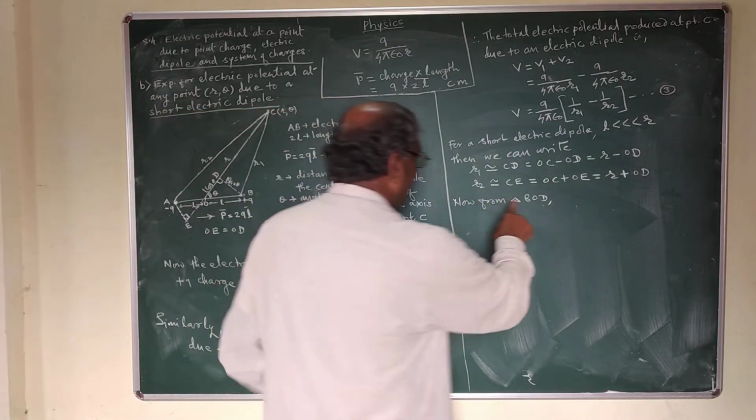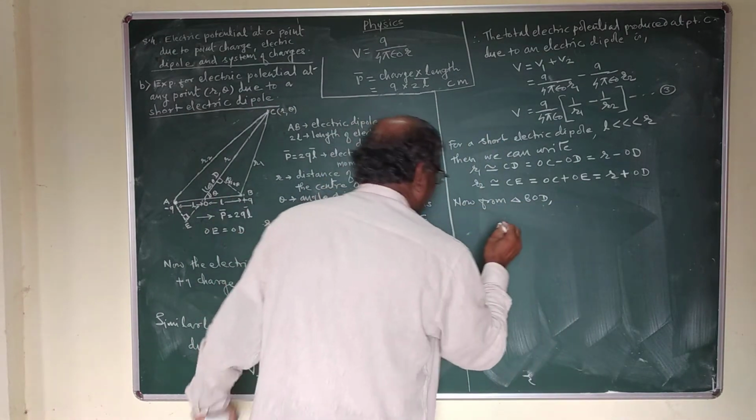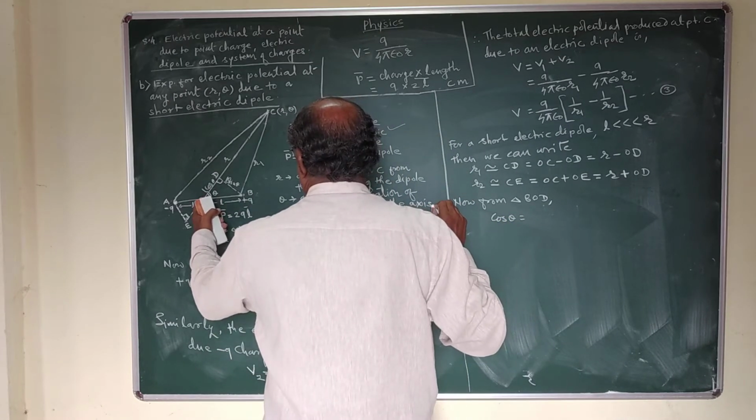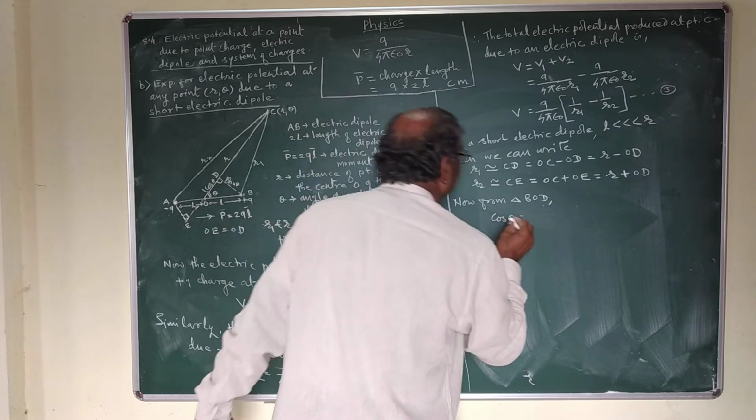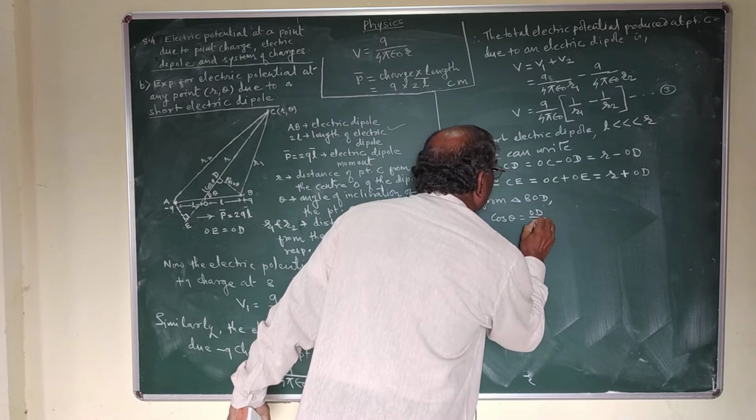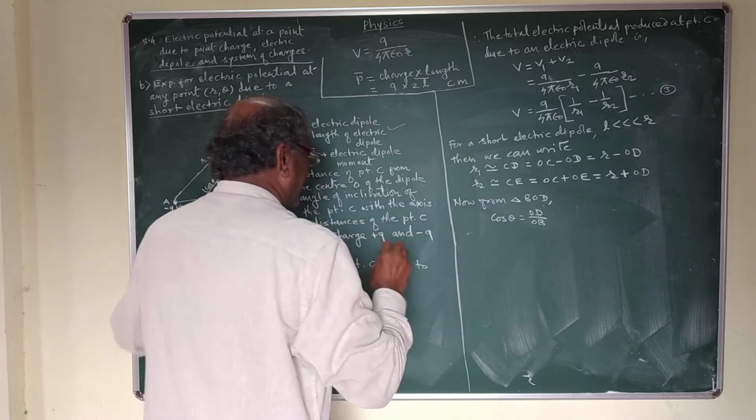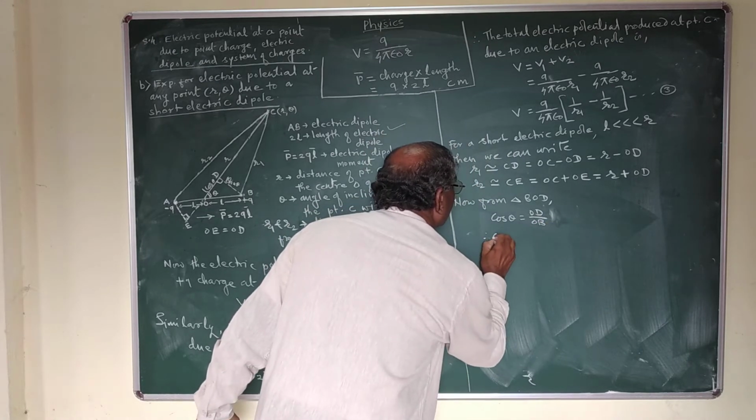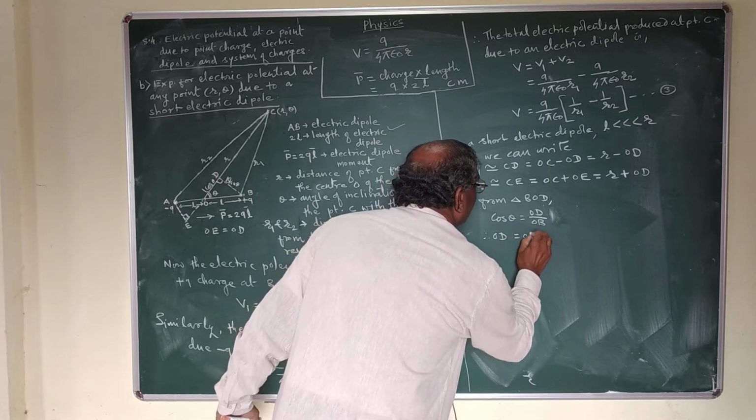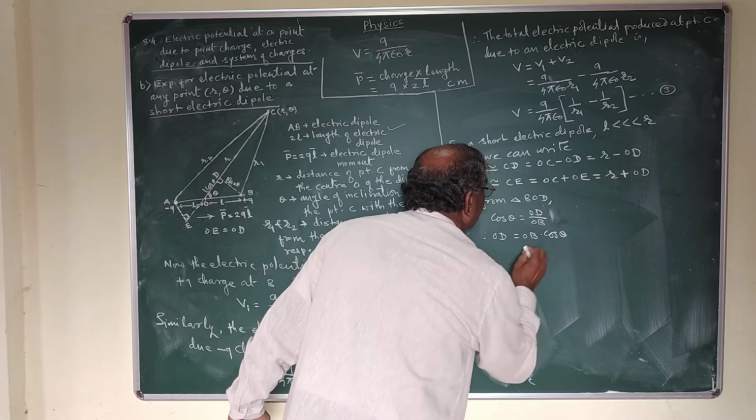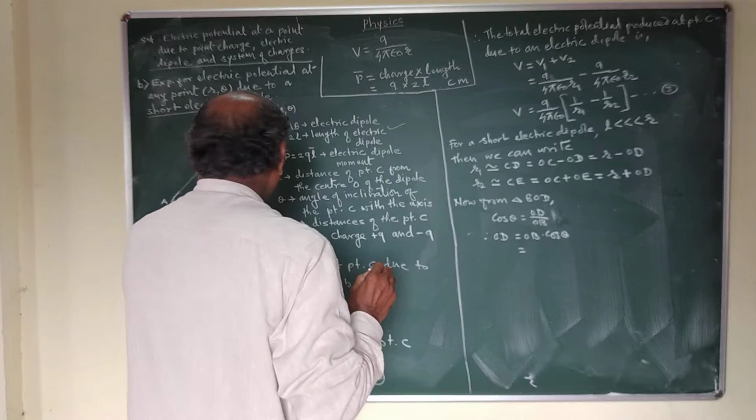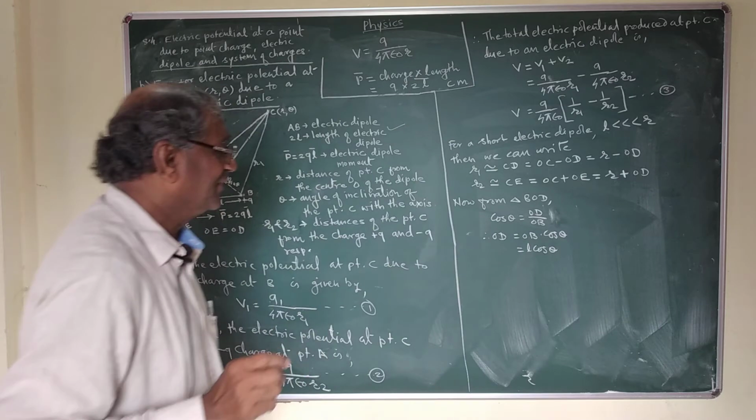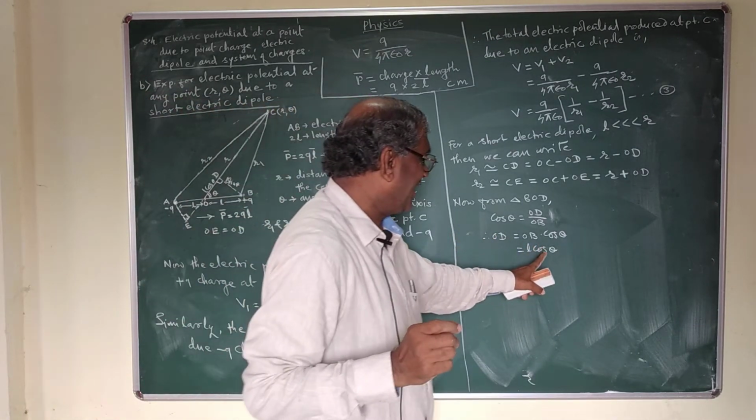Therefore from triangle BOD, cos theta is equal to OD upon OB. That is, OD is equal to OB into cos theta. OB is L, that is L cos theta. We get the value of OD is equal to L cos theta.